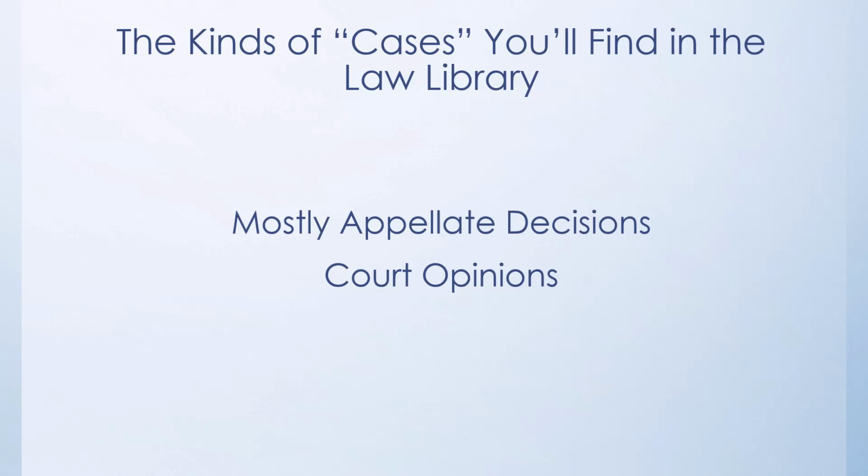Ours is somewhat limited. In some libraries, they also have books that publish select federal trial court decisions, and in a few states, there's even books containing state trial court decisions, but not in California. Now, what do I mean by decisions? I mean the opinions the judges or justices write when they decide a case. Let me mention that the intermediate appellate court judges are called judges, and the court of last resort justices are called justices.